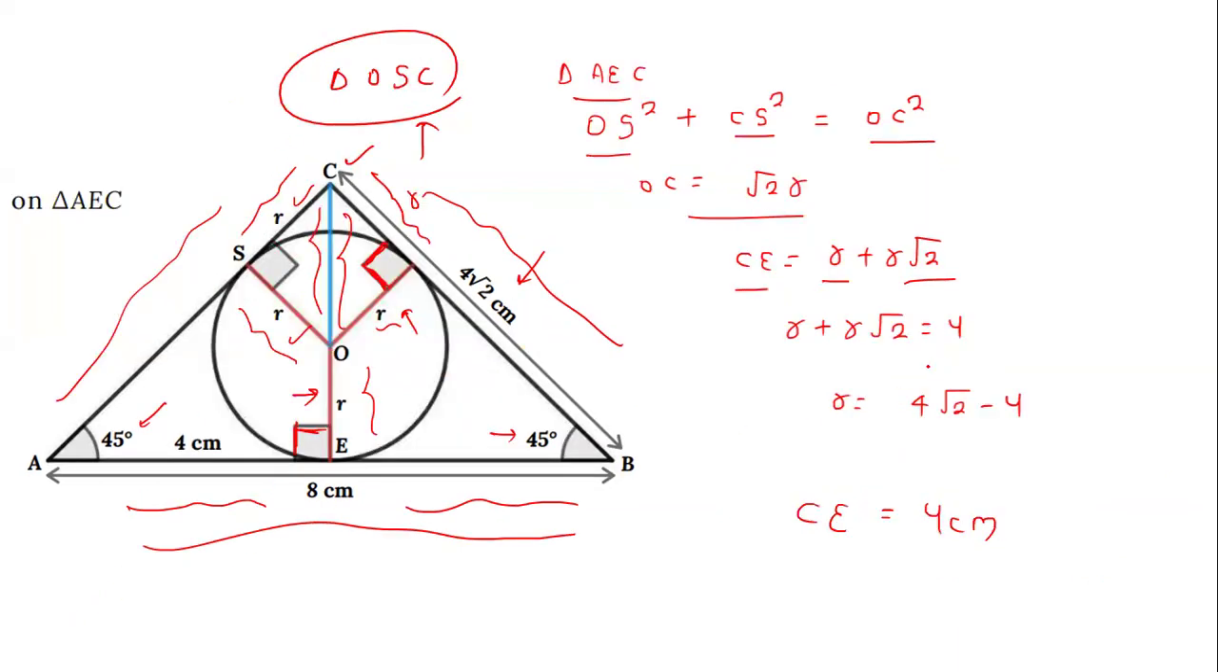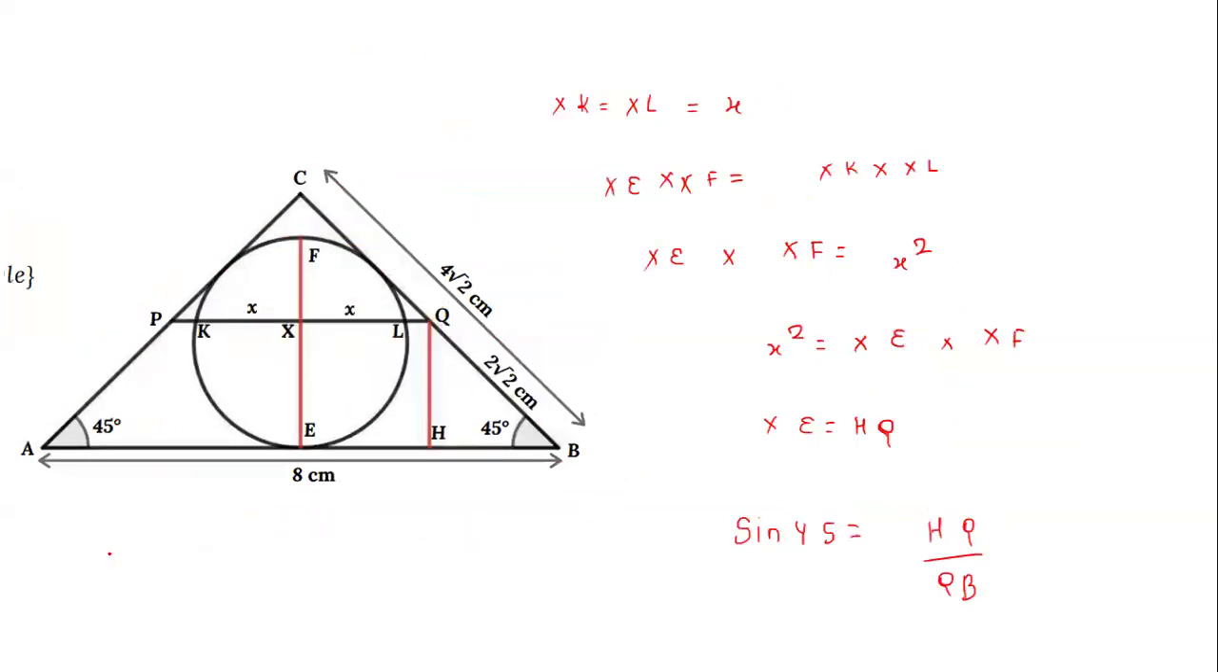So it will become like CE as 4 centimeter from here. So I just put 4 is equal to this, and I find the radius value as 4 root 2 minus 4. So from here we can find the radius value as 4 root 2 minus 4. You can simplify this and verify this yourself. So now we know the radius value also.